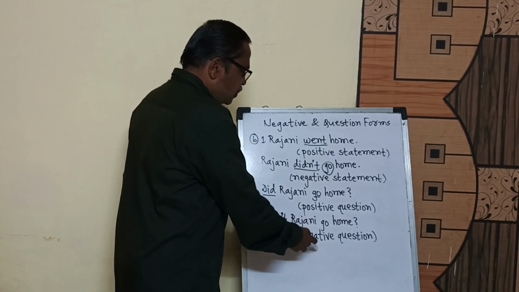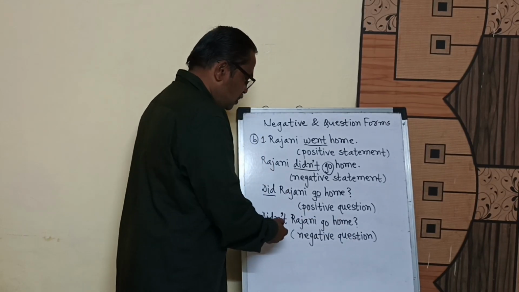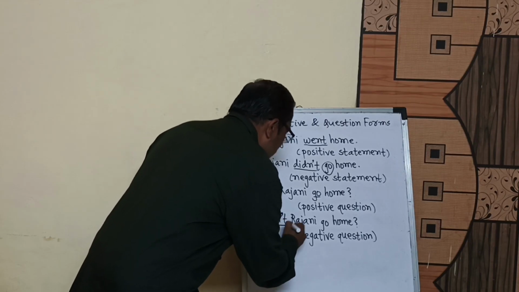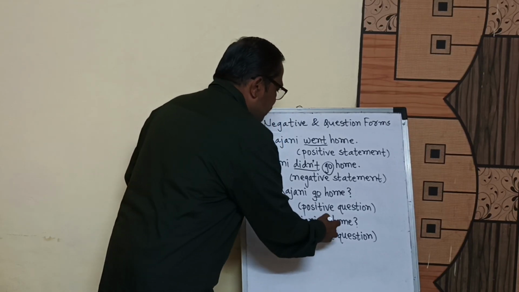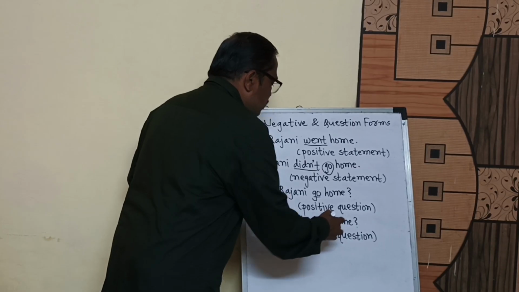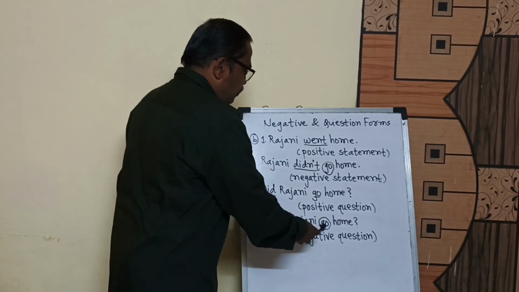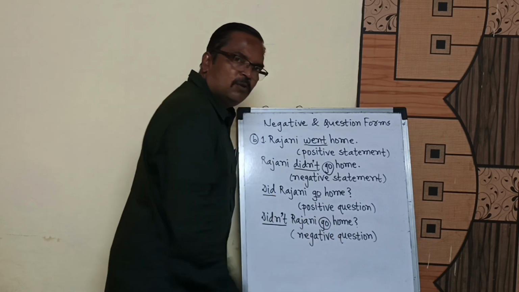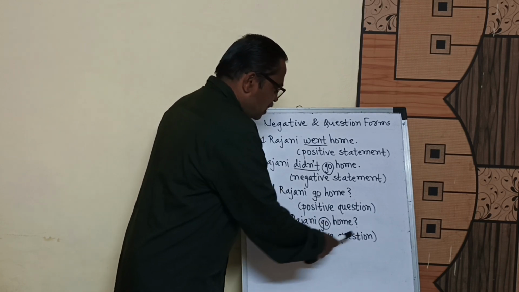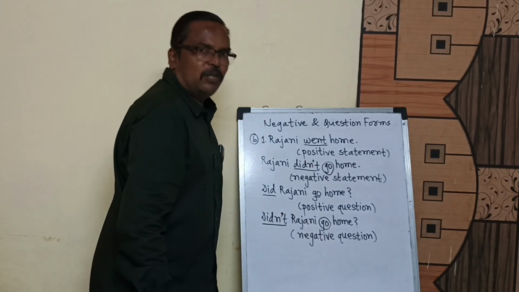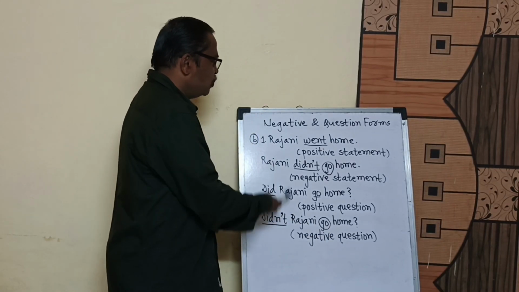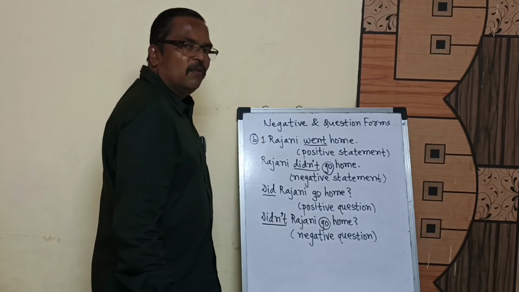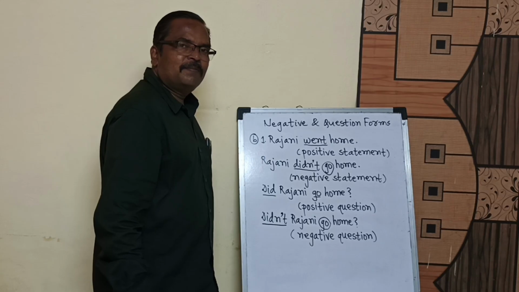The same sentence we have turned into a negative question by making use of the auxiliary verb didn't, and we have once again written the first form of the verb, that is go, and we have made use of a question mark at the end of the negative question. Please note down these sentences in your notebooks one by one.